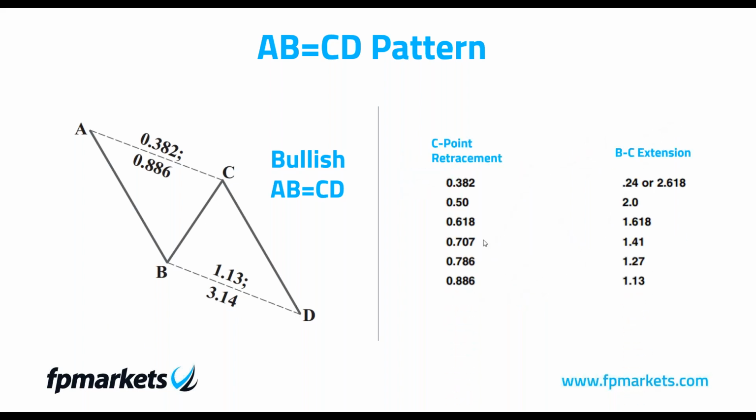Now, do note these values are taken from Carney's book, and I use these on a regular basis when looking for the completion of the D point. So what you can see on the slide is the C point retracement ratio and the BC extension. Now, do note in his book, he labels this as projection. I've just kept it to how I understand it, to how I've read from the majority of other authors on Fibonacci, as an extension. So just do keep that in mind.